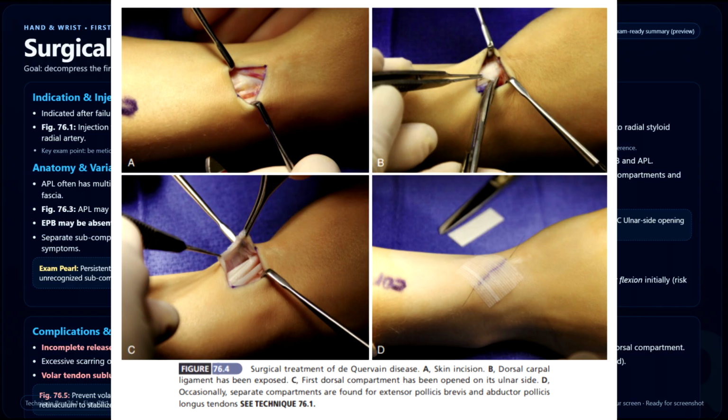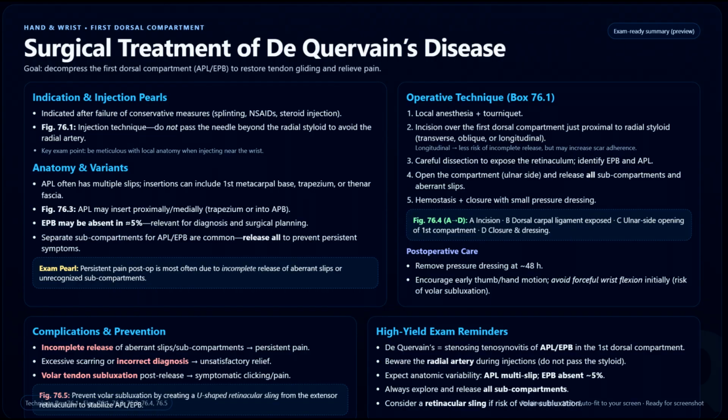Postoperative care is straightforward, as described in the red box. The small pressure dressing is typically removed after 48 hours. Thumb and hand motion is encouraged immediately, except for forceful wrist flexion, which could predispose to tendon subluxation in the early postoperative period. However, complications may occur. Failure to achieve full relief can result from several issues: incomplete release of aberrant tendon slips, excessive scarring, or incorrect diagnosis. One notable complication is volar tendon subluxation, where the tendons shift volarly after release.